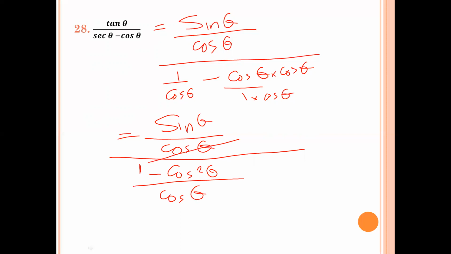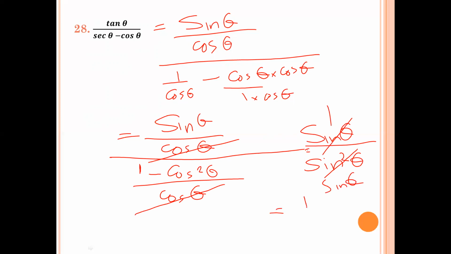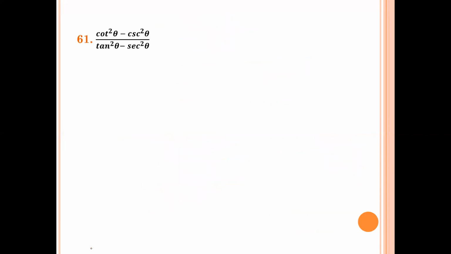Then, can I cancel cosine with cosine? Yes. So it will be sine theta over 1 minus cosine squared. What is 1 minus cosine squared? It is sine squared. After simplifying, it will be 1 over sine theta. And 1 over sine theta is cosecant theta. So the simplest form of tan over secant minus cosine is cosecant theta.